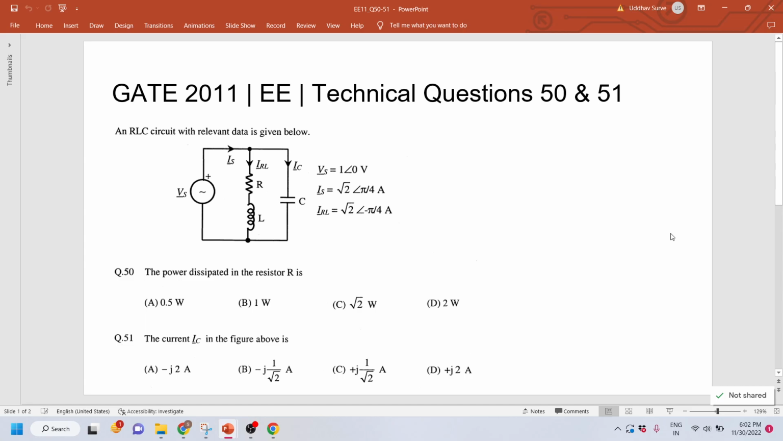So an RLC circuit with relevant data is given below. The supply voltage is given to be 1 at an angle 0. The supply current is given as root 2 at an angle pi by 4, which is 45 degrees.